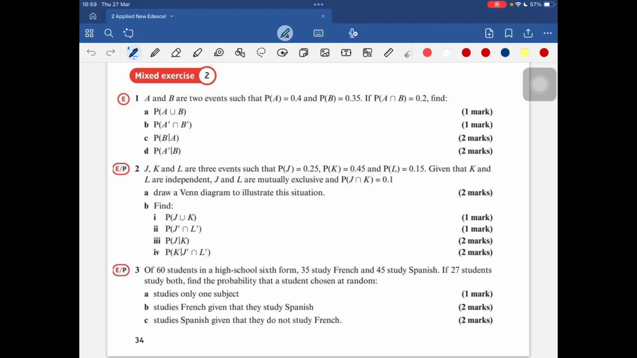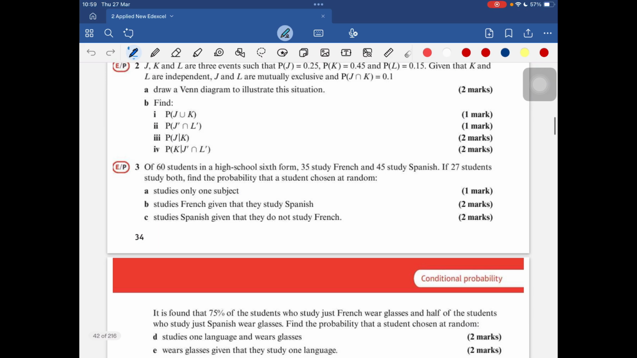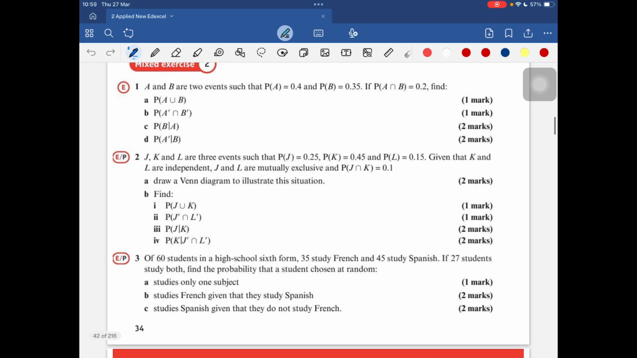This is A level applied to new Edexcel, chapter 2, which is conditional probability, mixed exercise 2. I'll show you the solutions of EMP, and if it is too repetitive, then I will skip some. Let's start from number 2.